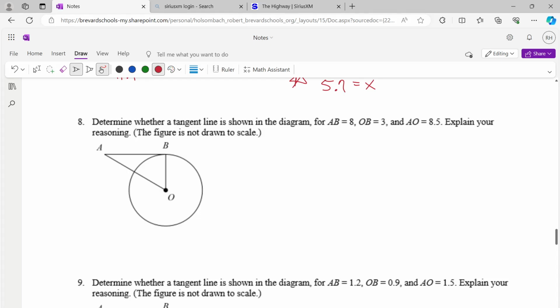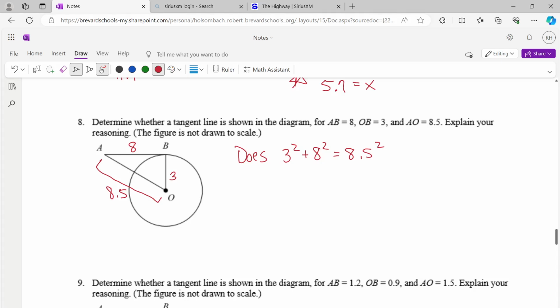Problem number 8, determine whether a tangent line is shown. AB is 8, OB is 3, AO is 8.5. Well, if AB is tangent to circle O, then what we're asking here is, does 3 squared plus 8 squared equal 8.5 squared? If it does, then that's a tangent. If it doesn't, then it's not.